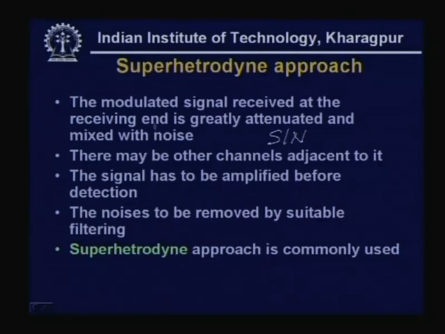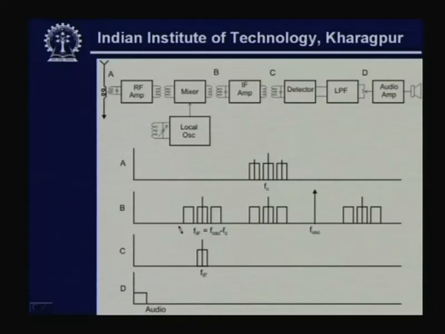Whenever the signal is highly attenuated and you have many channels adjacent to it, the signal has to be amplified before you can do detection, and the noise has to be removed by suitable filtering. For this purpose, one approach that is commonly followed is known as the superheterodyne approach. Let me explain the superheterodyne approach with the help of the block diagram that is commonly used.